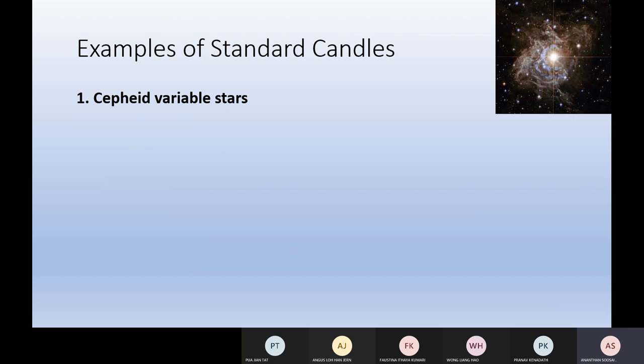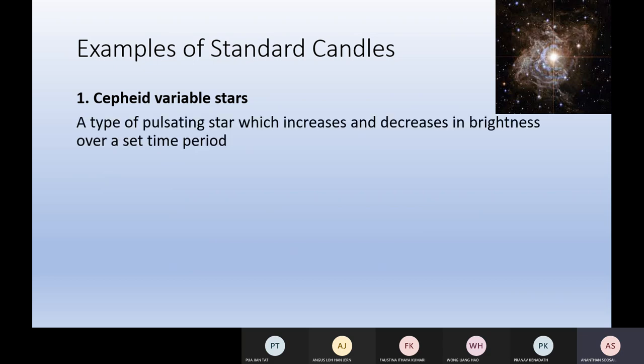There are many types of stars, like binary stars moving around each other. A Cepheid star is a star that blinks: its brightness increases and decreases periodically. It's a type of pulsating star, which increases and decreases its brightness over a set period of time. It becomes very bright and then gets dimmer. A Cepheid variable star is found in most galaxies. There are a few stars that are Cepheid stars.